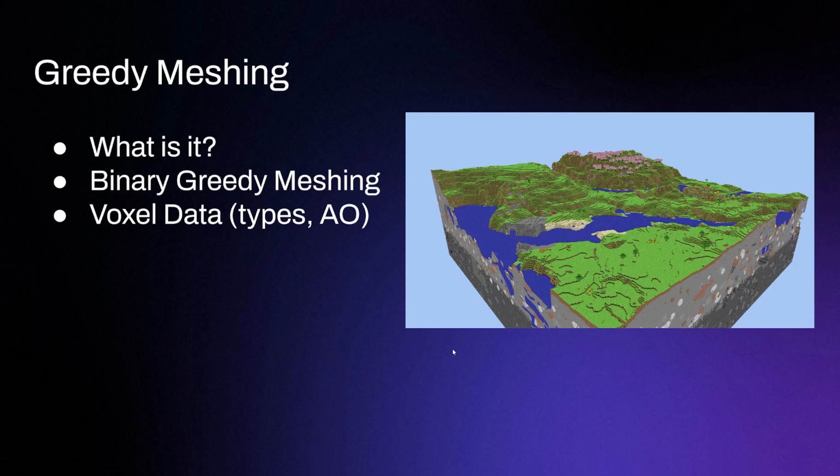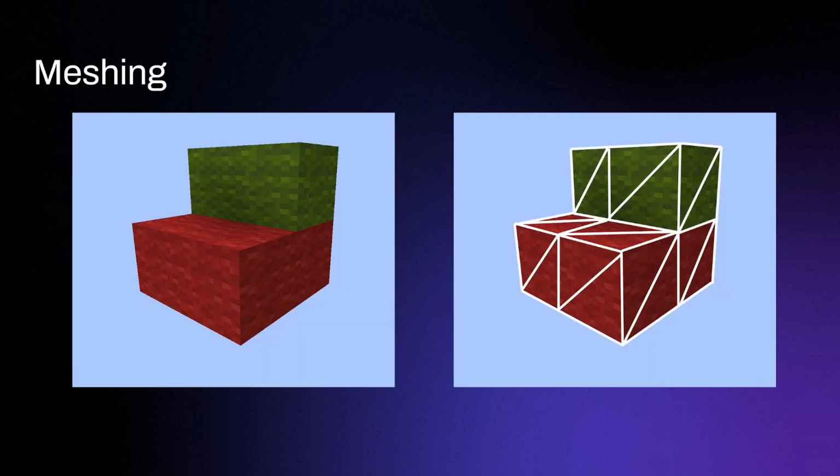Hello, in this video I'll be going over how to implement greedy meshing into a voxel renderer. So I'll be talking about what greedy meshing is, how to use bitwise operations to optimize it, and how to handle storing voxel data such as the type of the voxel or ambient occlusion information.